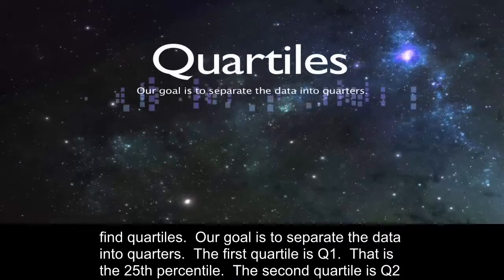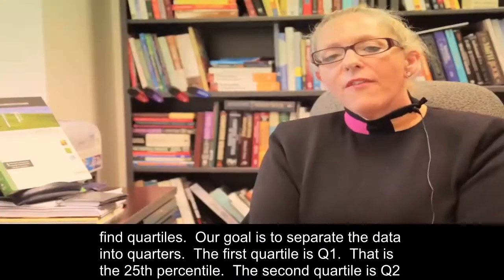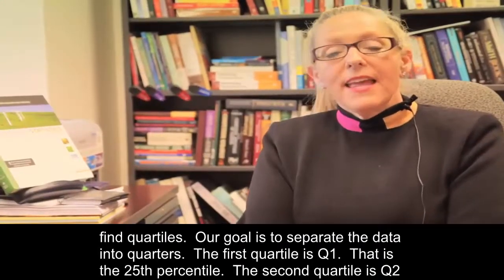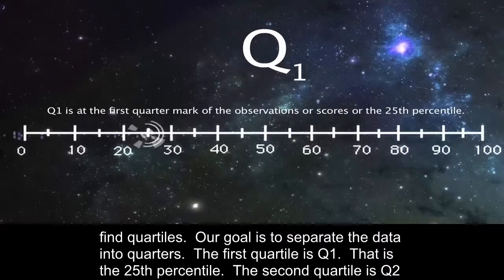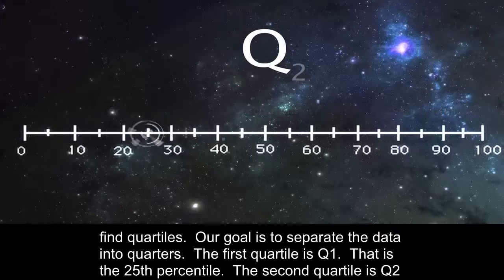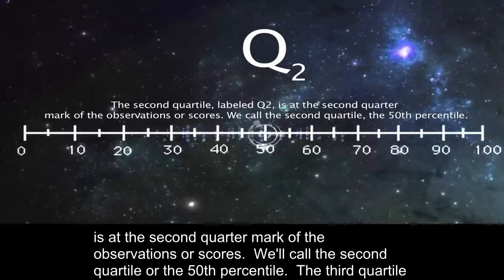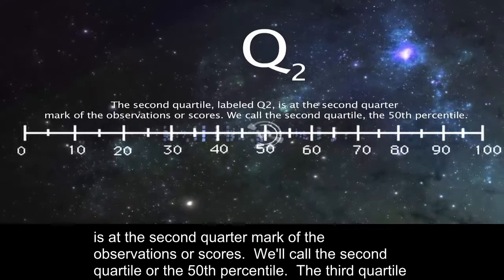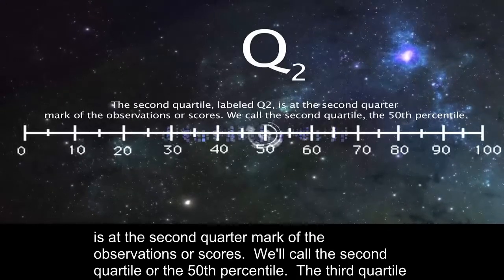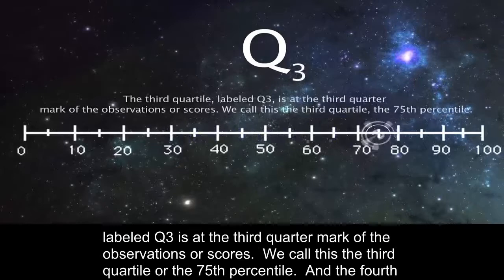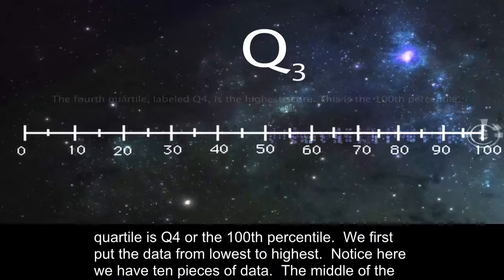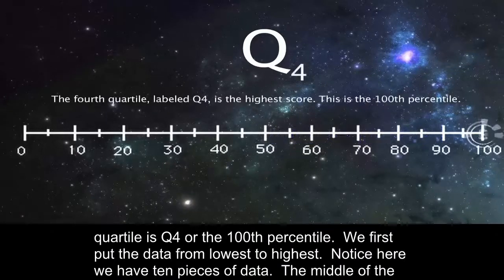Now let's consider how to find quartiles. Our goal is to separate the data into quarters. The first quartile is Q1. That is the 25th percentile. The second quartile, Q2, is at the second quarter mark of the observations or scores. We'll call the second quartile the 50th percentile. The third quartile, labeled Q3, is at the third quarter mark of the observations or scores. We call this the third quartile or the 75th percentile. And the fourth quartile is Q4 or the 100th percentile.